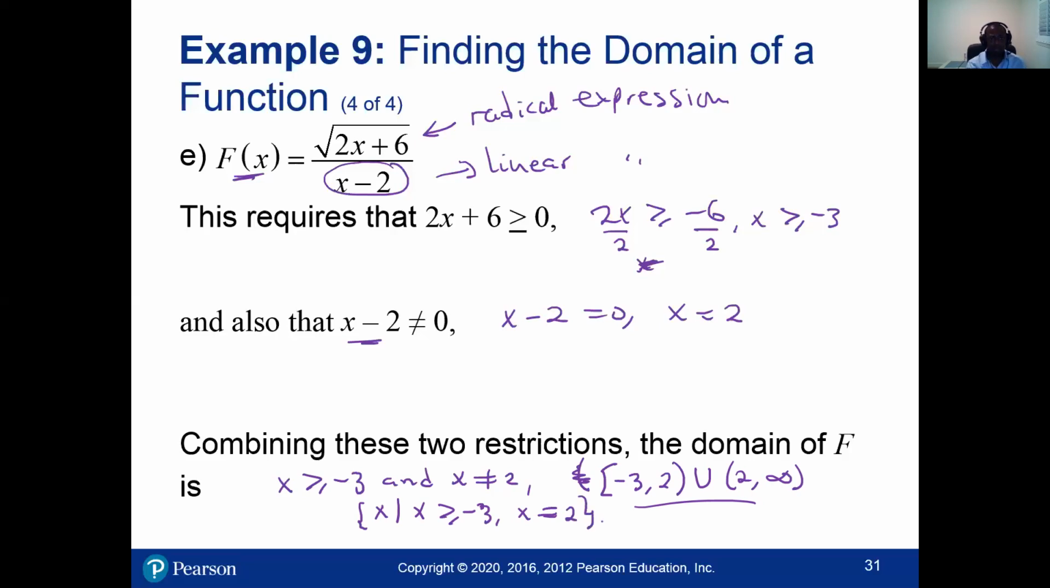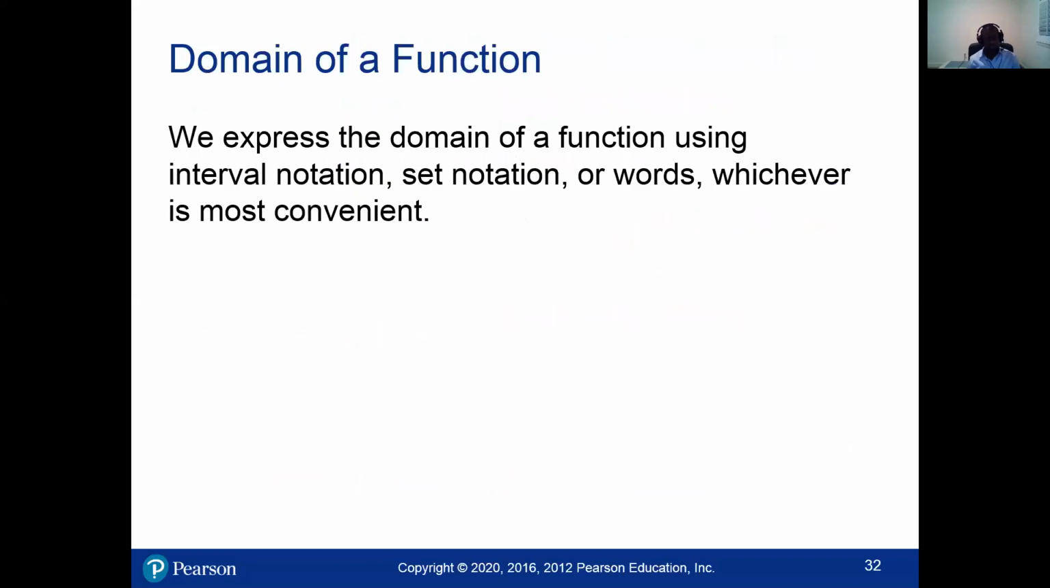So now, to find the domain of a function, we express the domain using interval notation, set notation, or inequality, whichever is most convenient. But I'm going to use interval notation most of the time, because in calculus, in Calc 1, all the interval domains, everything is written in interval notation.